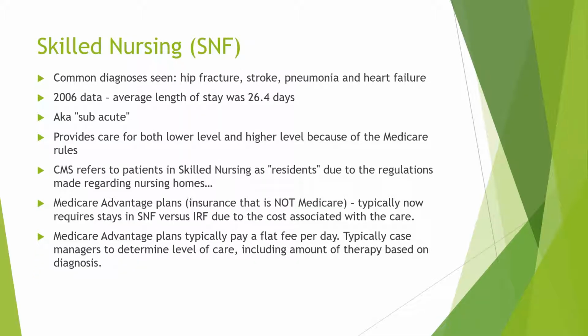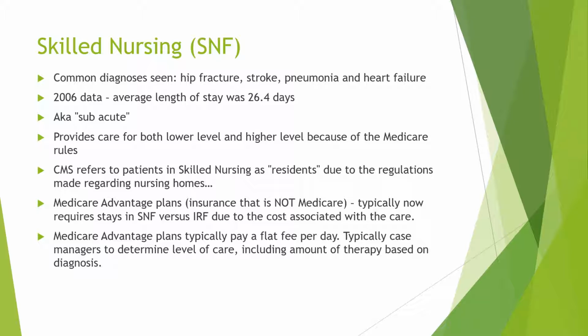Now moving on to skilled nursing facilities, or SNFs. So common diagnoses seen in skilled nursing facilities are hip fractures, stroke, pneumonia, and heart failure. Based on some 2006 data, the average length of stay in a skilled nursing facility was 26.4 days. Skilled nursing is also known as subacute. So these patients are ones that have had issues going on a long time and they're no longer acute, meaning in either the acute setting or in possibly an inpatient rehab facility.